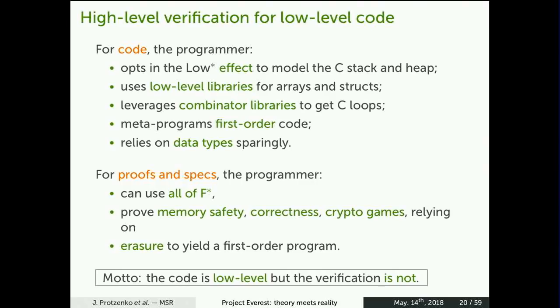Just a few slides to give some insights about the design of Low*. What Low* is, in addition to a language subset, is a set of models that model the C memory model in F*. So we have a memory model that talks about the stack and the heap. We have a set of libraries that talk about what it means to model an array. What is a C array, the operations that you can perform on it. You have combinator libraries if you want to express C loops. And the insight about Low* is that only the code that executes at runtime needs to be low level. You can use all of the power of F* for your proofs and your specifications. So really, all that matters is that once you've erased all of your proofs and reasoning and specifications, what remains is a Low* program. So our motto really is that the code is low level, but the verification is not.